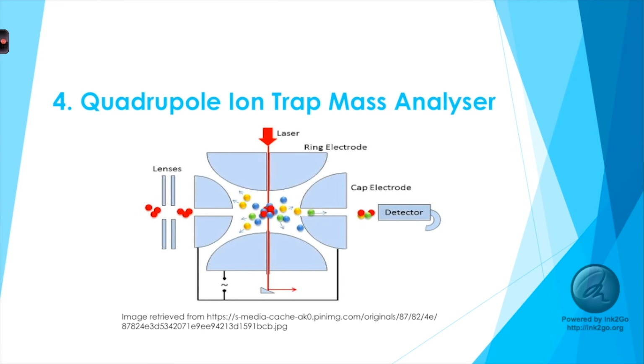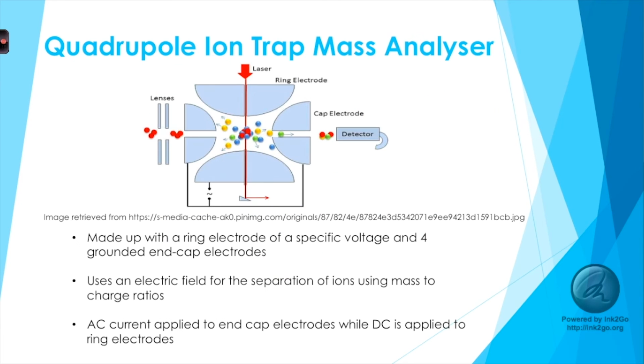The fourth mass analyzer that we will be talking about is the quadrupole ion trap mass analyzer. This mass analyzer is made up of a ring electrode and 2 grounded end cap electrodes. It also uses an electric field to trap ions and separate them by their mass to charge ratios. An alternating current is applied to the end cap electrodes, while a direct current is applied to the ring electrode.